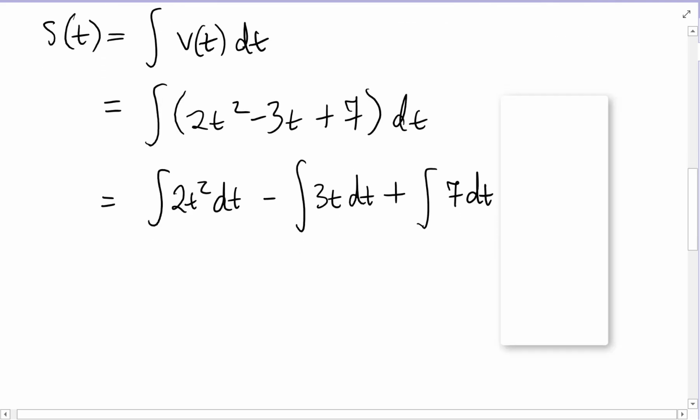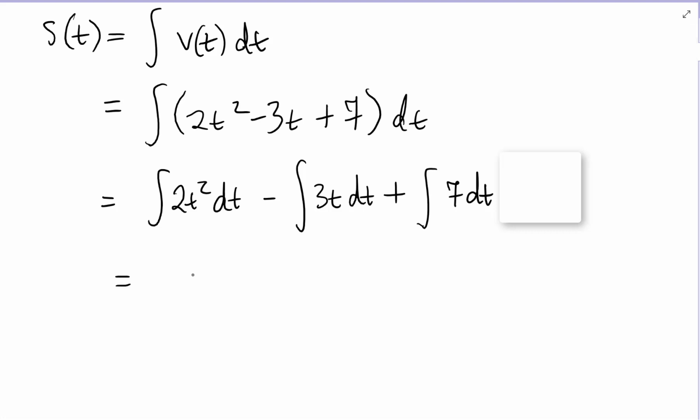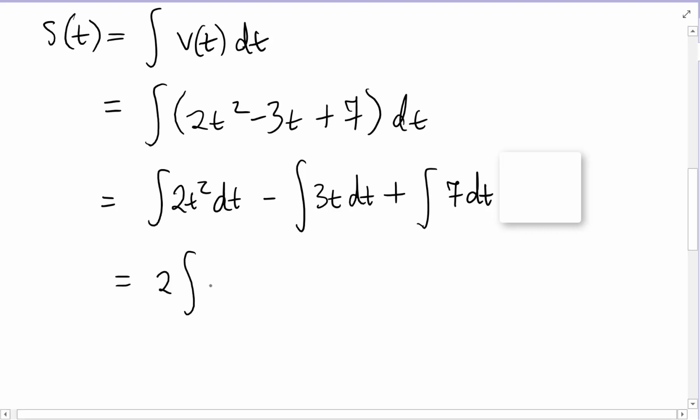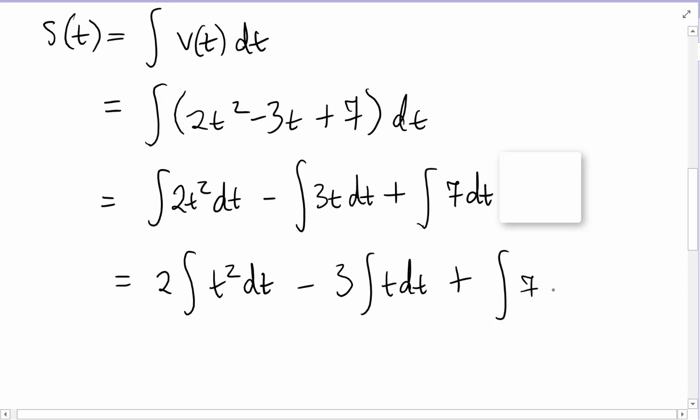Scalar multiple. Anytime you have a number being multiplied by these variables, you can factor that out of the integral to make your life just slightly easier. So this is 2 times the integral of t squared dt minus 3 times the integral of t dt plus the integral of 7 dt. Again, taking 7 out doesn't really make our lives easier.